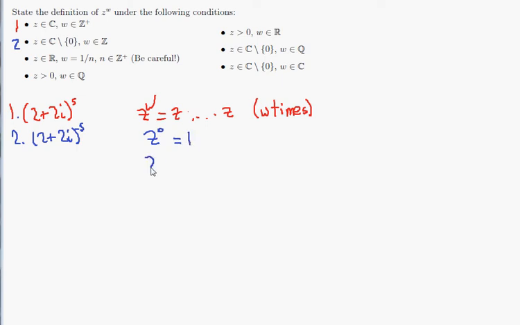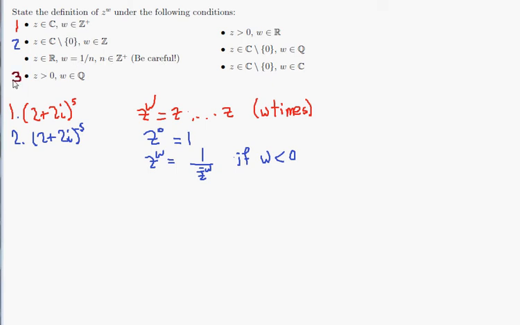And if w is negative, then we'll write this as 1 over z to the negative w. And the negative sign doesn't appear very well, but because w is negative, negative w is positive, and so that's defined by the first definition. Now I'm going to save the be careful one for last.